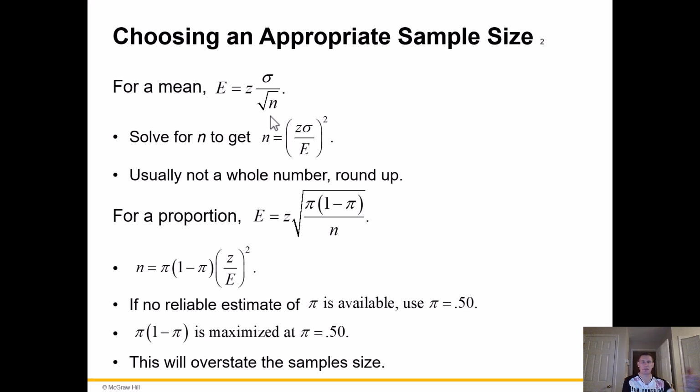Okay. And again, looking at what you see here, you won't always have a reliable estimate. So if you notice here, we have the pi symbol. Notice that it says if no reliable estimate of pi is available, then just use 0.5, and that's a pretty standard practice, especially in a two-tailed test. What that'll do is actually overstate the sample size, and if you think about it mathematically, it'll just add a bit of conservatism into your study.